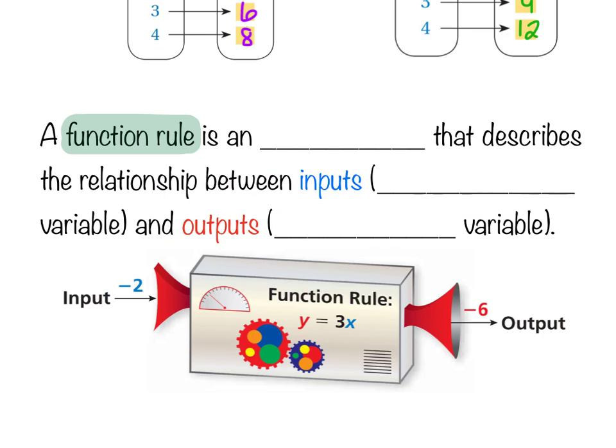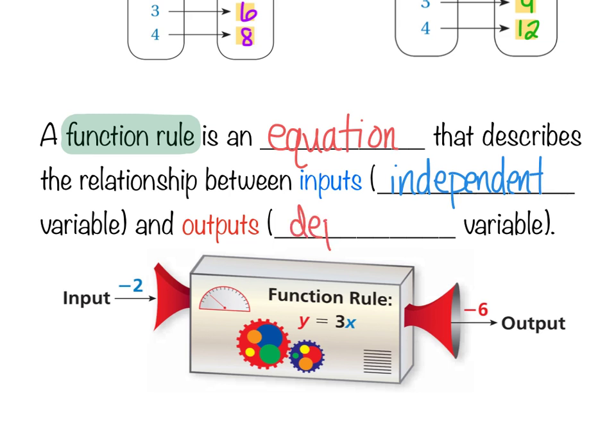So a function rule is an equation that describes the relationship between inputs, which we said were the independent variable, because you can plug whatever you want in for those, and the outputs, which is the dependent variable, because the output is going to depend on what you plug in for it. So a function rule is just an equation, okay? And we were writing function rules in the last two problems.